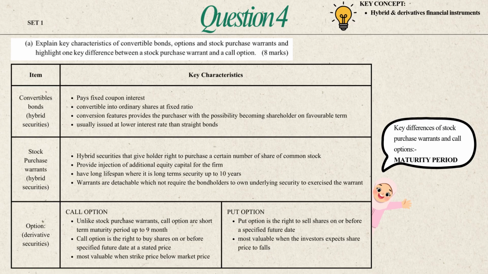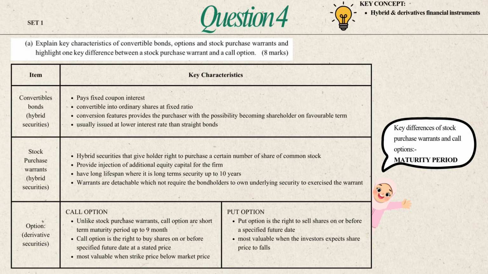Another hybrid security is the stock purchase warrant. It is a long-term hybrid security that gives the holder the right to buy company shares at a fixed price. Warrants provide an injection of additional equity capital for the firm. Warrants have a long lifespan, where the offer lasts up to 10 years. And importantly, warrants are detachable, meaning they can be traded separately from the bond. As an example, the bondholder does not require the underlying security to exercise the warrant.